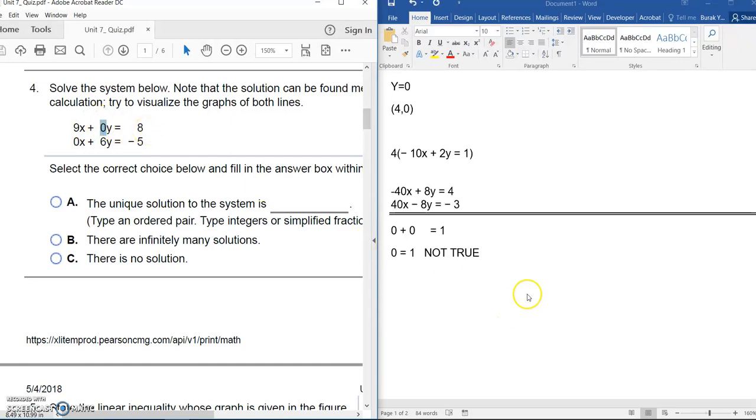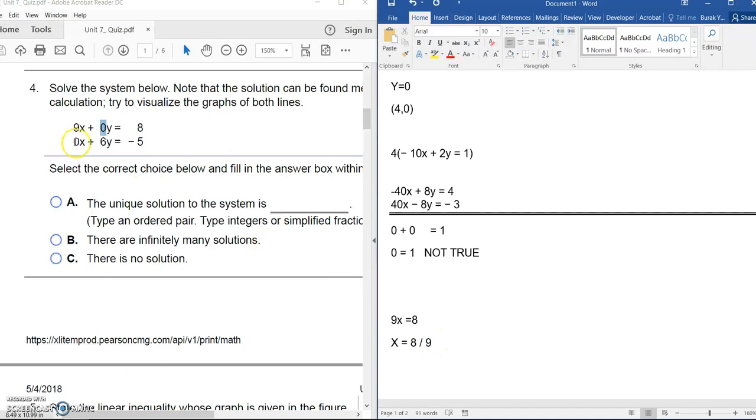If 9x is equal to 8, you can divide both sides by 9 and you get x equals 8 over 9. So that's the fraction answer. X equals 8 over 9, which is 8 divided by 9.